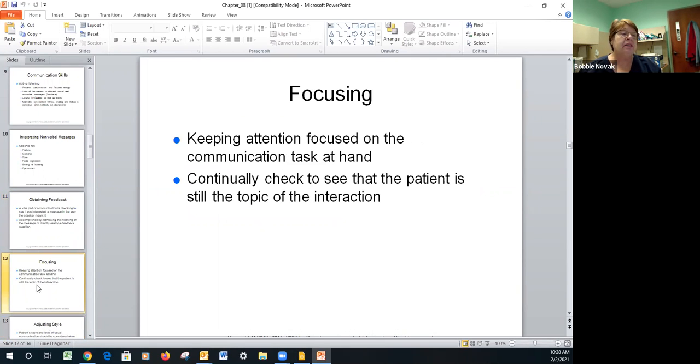Keeping your attention focused on the communication task at hand is important. It makes the patient feel like you are really there for them. And make sure that we're all still on the same topic that we came in there to talk about. Because a lot of times you can be going in to do your assessment and you're gathering information and the next thing you know, you're talking about cats. Okay, we need to pull that conversation back to our assessment because sometimes people try and deflect us with other topics. So occasionally check to make sure you're still doing what you were supposed to be doing.